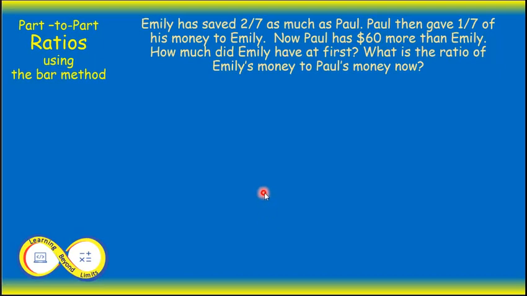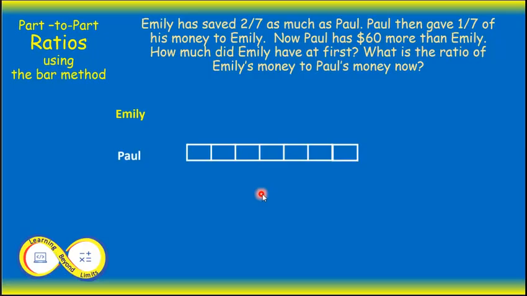To solve this, we'll use the bar method. Let's consider Emily and Paul, and we're going to do Paul. The bar is out of 7 because of the ratio. Notice they're telling us that the whole is out of 7. So that's the total amount, 7. So if Paul has 7, Emily has 2/7 as much as Paul. So they both have this much in common.